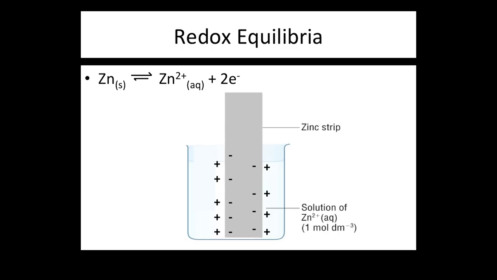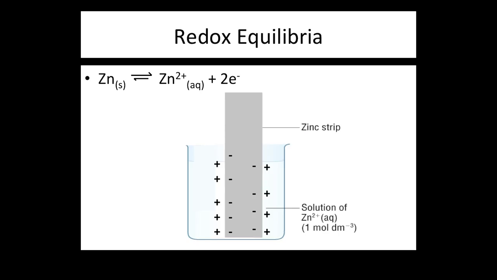The position of the equilibrium, and hence the relative charge built up on the surface of the metal, depends upon the ease with which the metal atoms lose electrons and turn into ions. The greater the tendency of the metal atom to lose its electrons, the further to the right the equilibrium lies, the greater the build-up of electrons on the surface of the metal, and the more negative the metal electrode becomes.